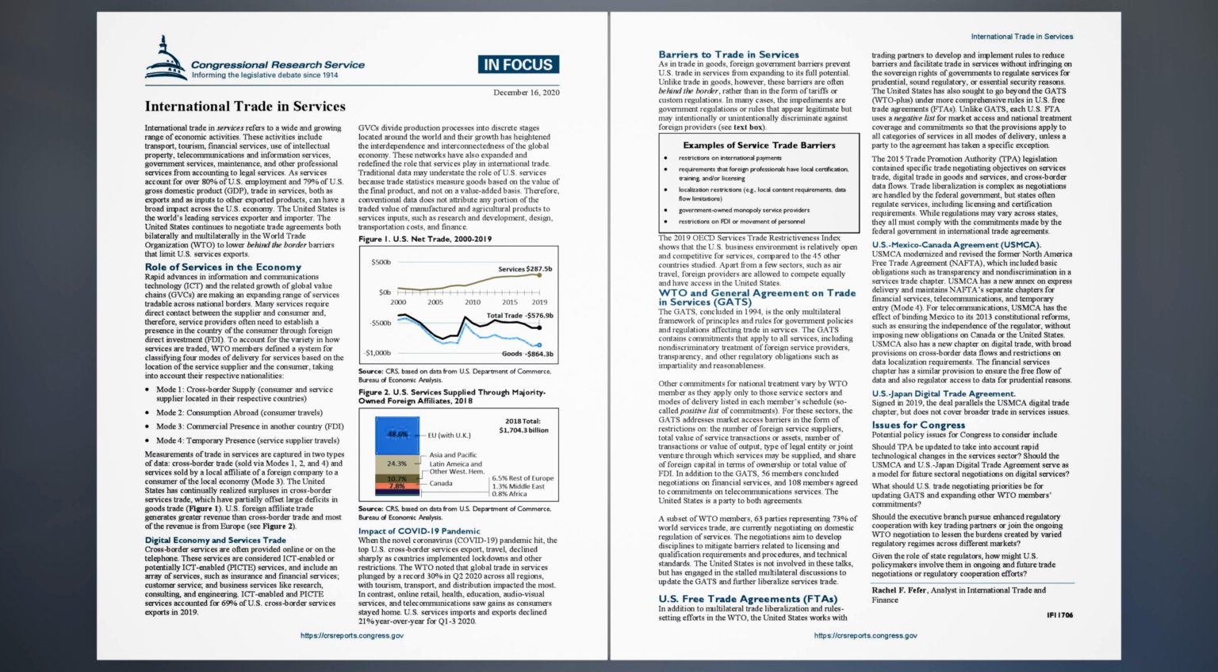GVCs divide production processes into discrete stages located around the world, and their growth has heightened the interdependence and interconnectedness of the global economy. These networks have also expanded and redefined the role that services play in international trade. Traditional data may understate the role of U.S. services because trade statistics measure goods based on the value of the final product, and not on a value-added basis. Therefore, conventional data does not attribute any portion of the traded value of manufactured and agricultural products to services inputs, such as research and development, design, transportation costs, and finance.